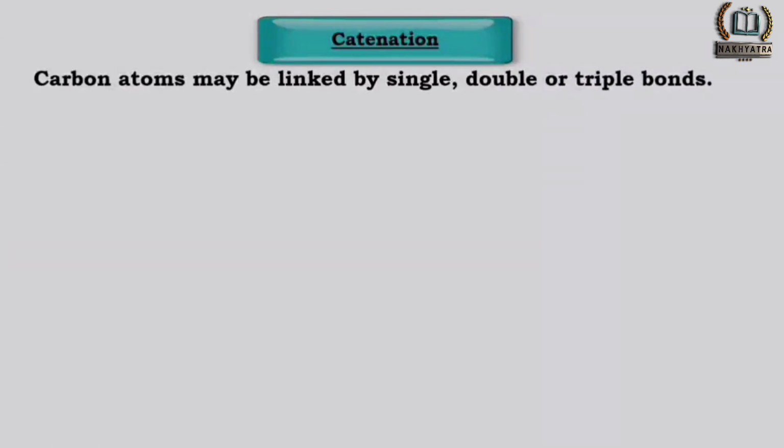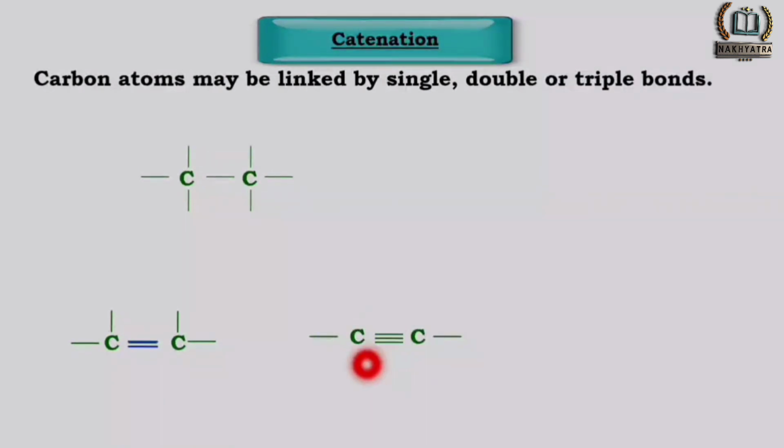Carbon atoms may be linked by single, double or triple bonds. See in this structure, carbon atoms are linked by single bonds. In the second structure, the carbon atoms are linked by double bonds. See here, double bonds are linked. In the third structure, the carbon atoms are linked by triple bonds. See, these are the triple bonds.